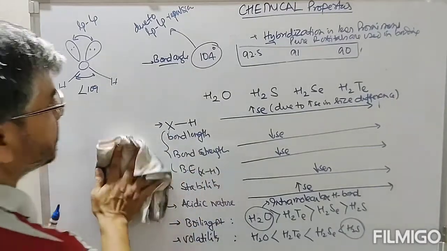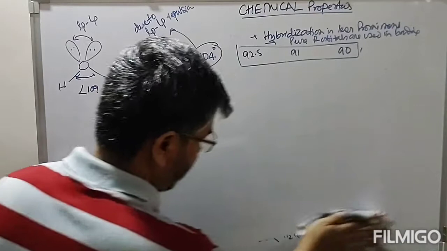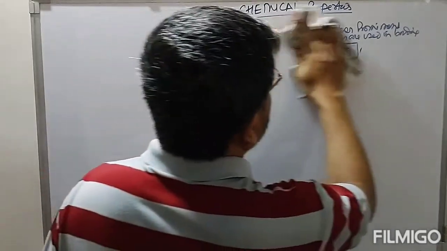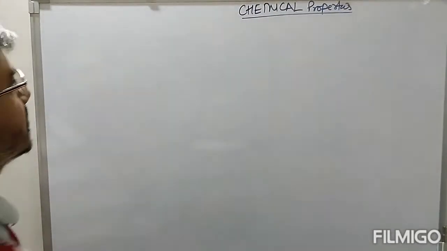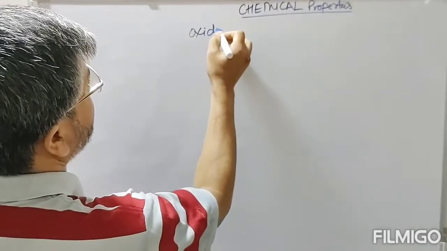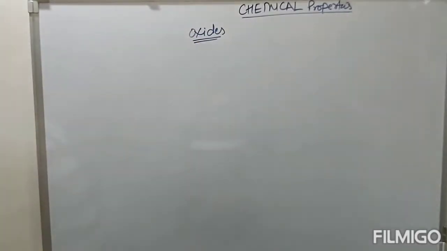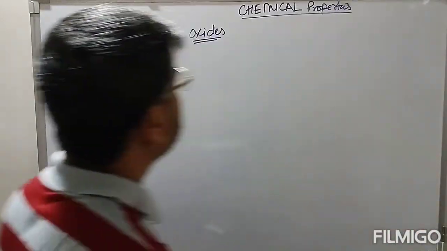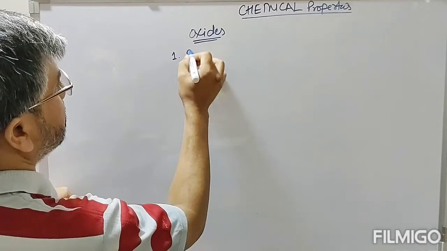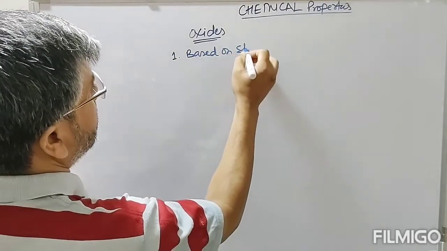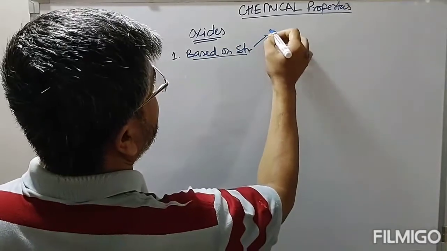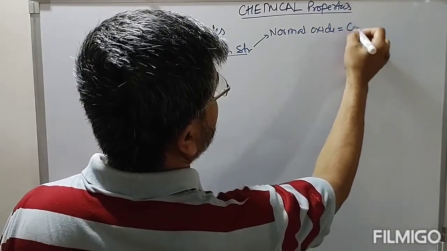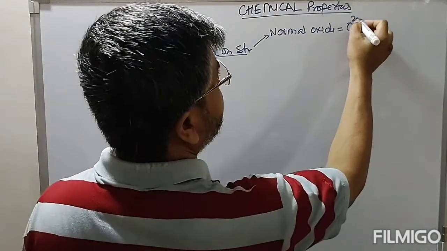Now coming to the next, that is, we'll discuss the oxides. Oxides of group 16. Now these oxides, we classify into various ways. First, based on structure, this is classified as normal oxide, and this has the structure O2 minus, normal oxide.